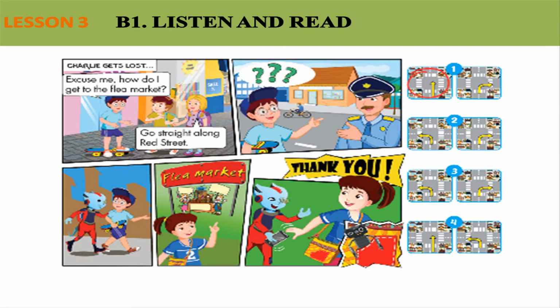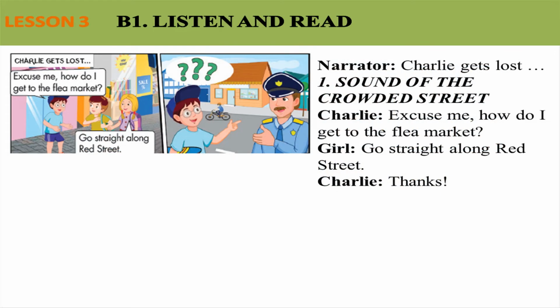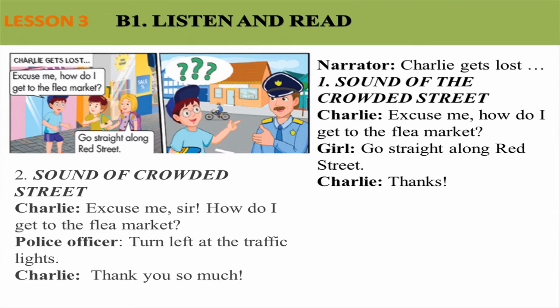B. 1. Listen and read. Charlie gets lost. Excuse me, how do I get to the flea market? Go straight along Red Street. Thanks. Excuse me, sir, how do I get to the flea market? Turn left at the traffic lights. Thank you so much.